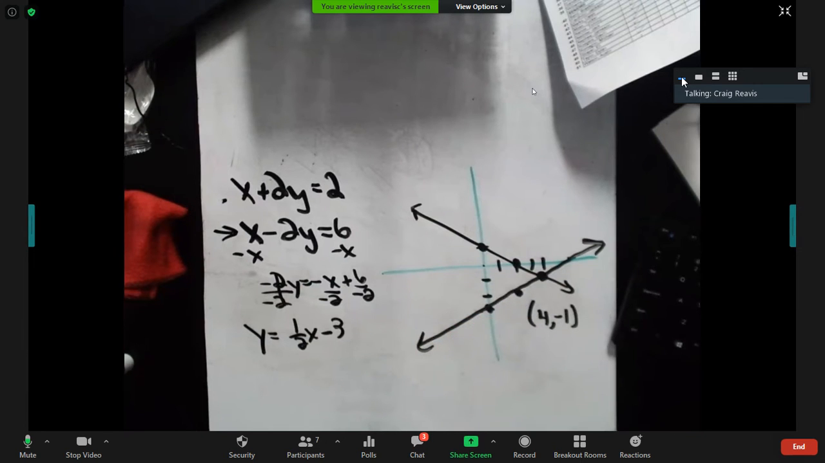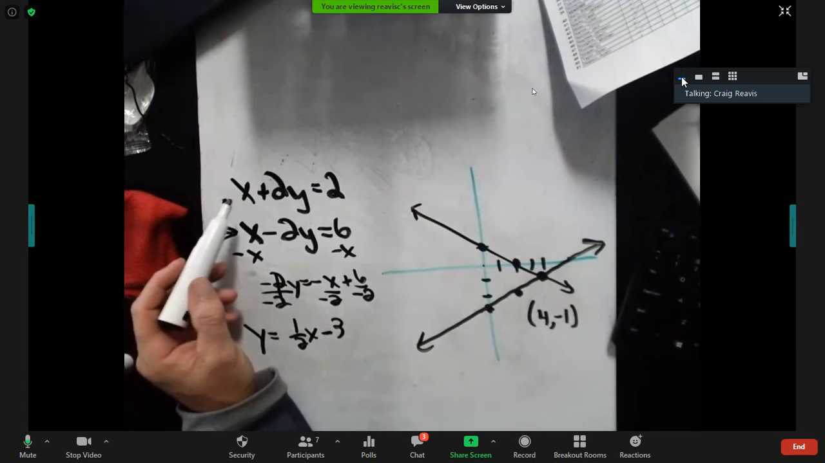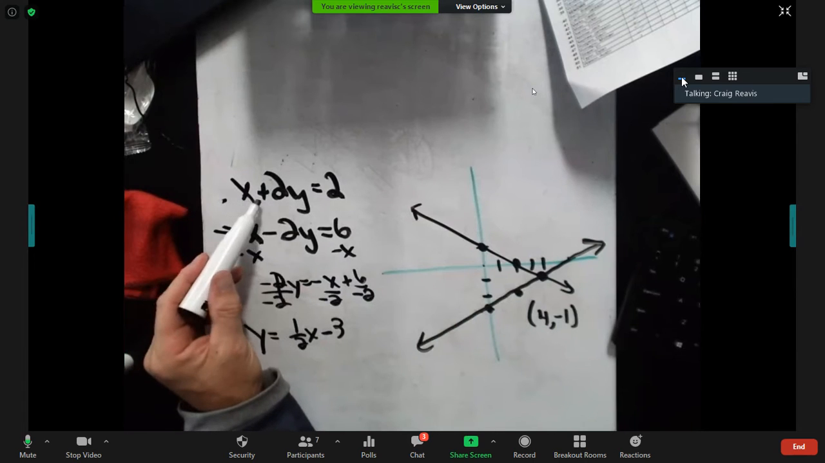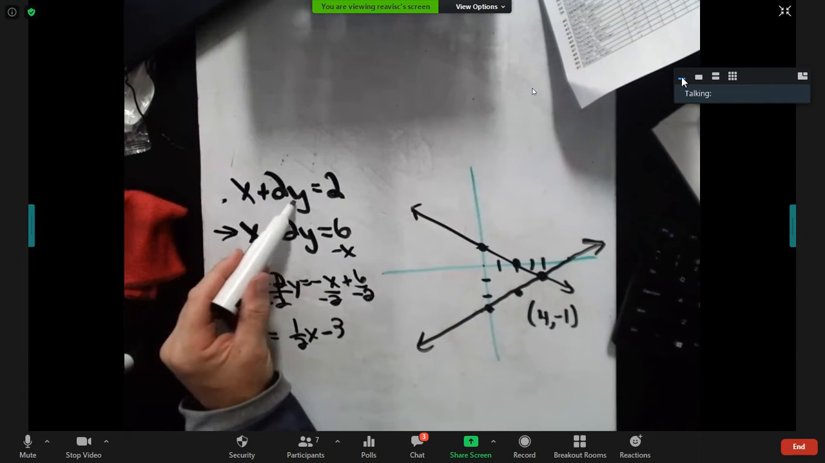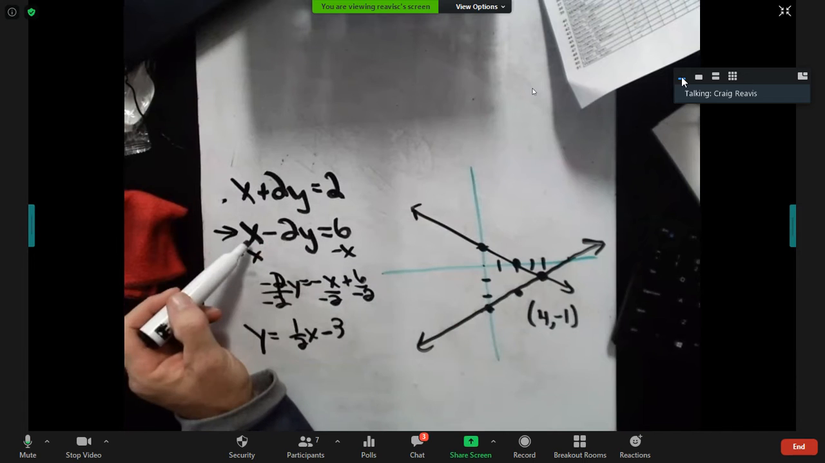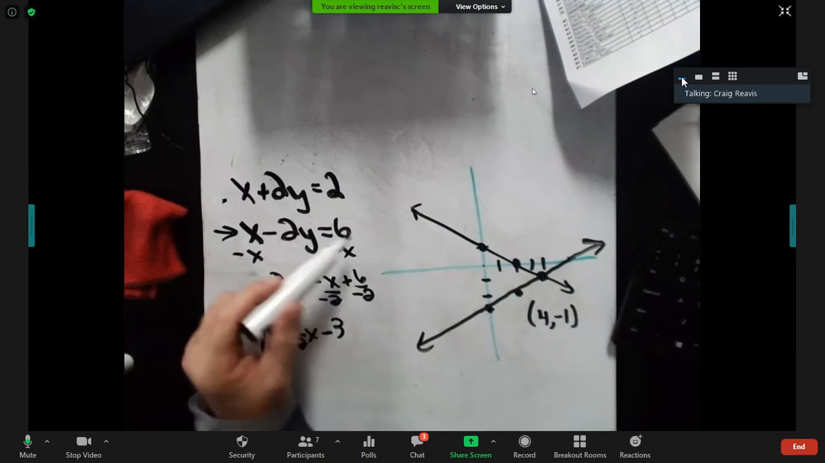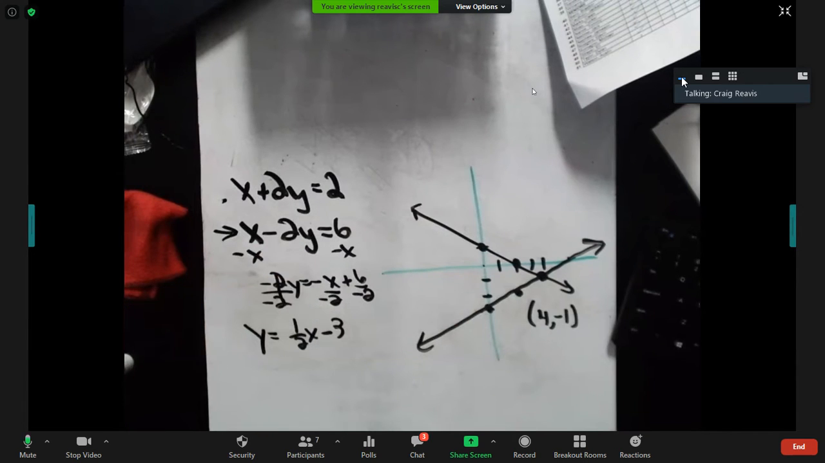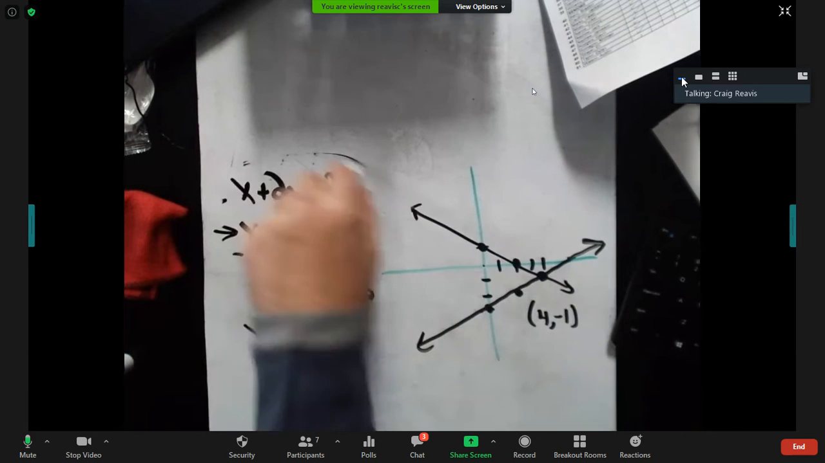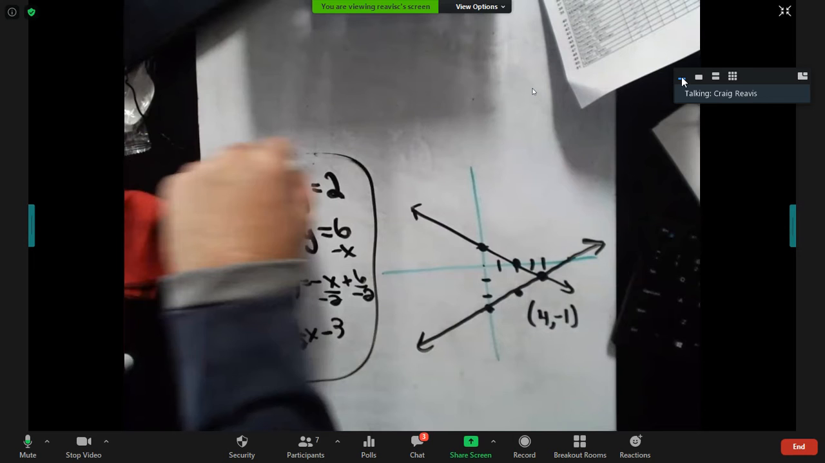Now, the way I could be sure is I could plug in 4, negative 1 into both of these. 4 minus 2 is 2. 4 plus 2 is 6, so that is what it is. Now, on your computers, you're not going to have to worry about that as much because you will be able to tell. It's not going to have it floating around in the middle where you can't tell where the point is. Okay, but the whole skill of this revolves around you being able to graph an equation.